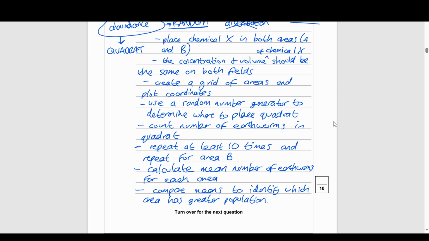What we could actually do to compare means better is we could do something like drawing a bar chart, because I would visually be able to see which one is greater.